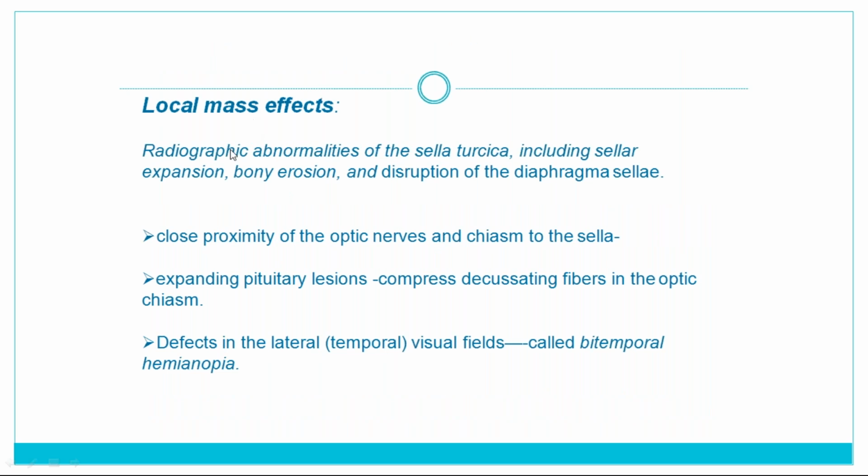This also we have already discussed. Local mass effects will be like any pituitary hemorrhage, or if there is any craniopharyngioma or any tumor compressing the pituitary gland, then there can be hypopituitarism. And there will be local mass effect related symptoms like increased ICT, and because of the close proximity of the optic nerves and optic chiasma, bitemporal hemianopia. This all we have discussed already.